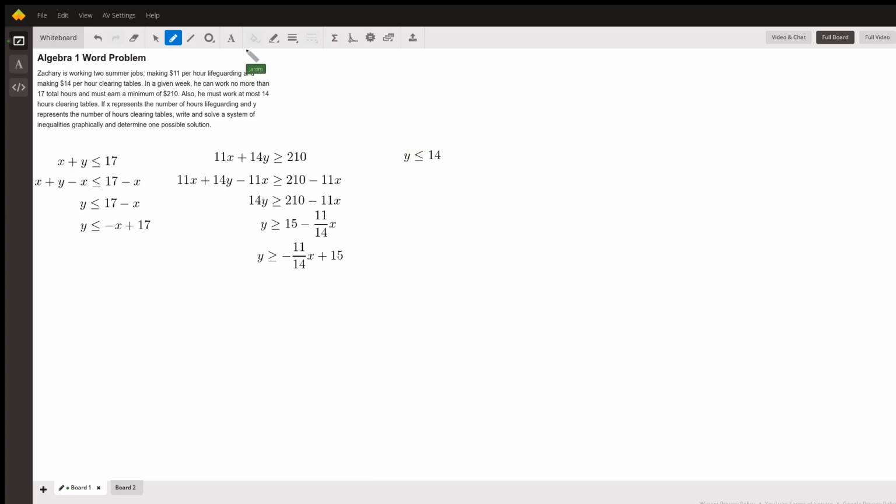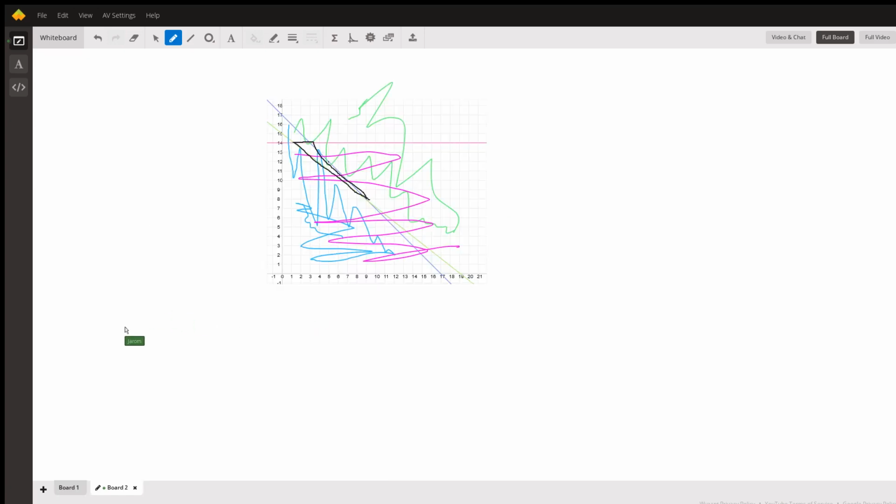So if you gave your answer as x equals 5, y equals 12, then this is in fact one possible solution for the system of inequalities represented on this graph. So anyway, hope that helps. Thanks.